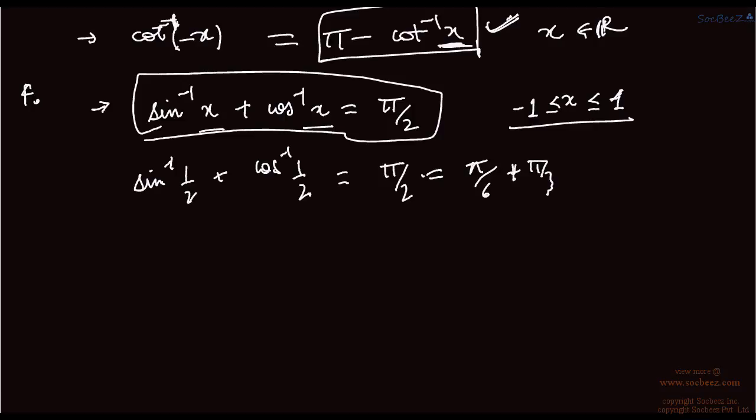But we'll use this property because in some cases you might have to deal with 1 by root 2 and 1 minus 1 by root 2. Now their sum is 1 by root 2 and 1 by root 2, so that will be again pi by 2. Something like 1 by root 3 and 1 by root 3, that will be again pi by 2. So that's one.